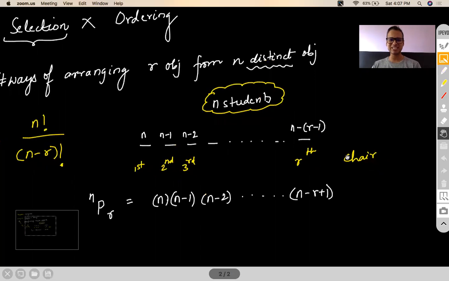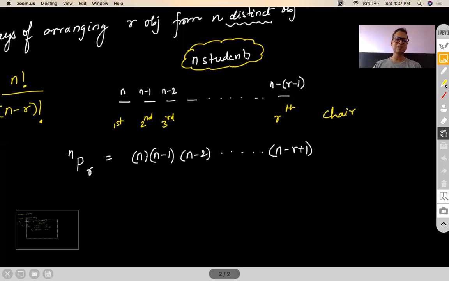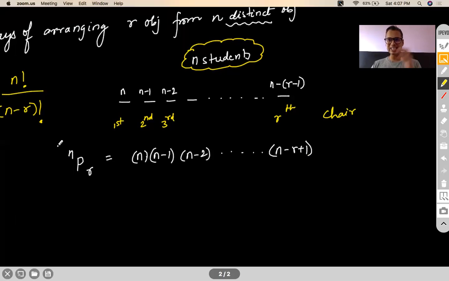Let me simplify this. So ideally, the fundamental principle says, or your basic concept says, this should be your expression for nPr. But normally this looks too ugly, right? Because you're writing so many terms, dot, dot, dot, and all. So it is not that portable kind of a formula which you can copy somewhere. So what we do is we simplify it even further.